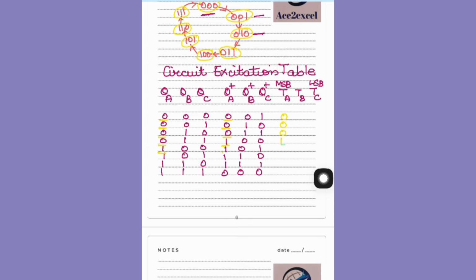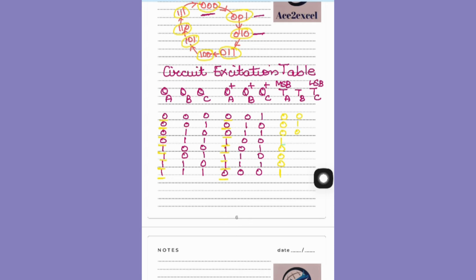Present state 1, next state 1. The state is still the same, no doubt it is 1 and 1, that means output is 0. Then present state 1, next state 1, 0. Present state 1, next state 1, 0. Present state 1, next state 0, toggling happens. This is how we complete the table for TA. Similarly, we'll quickly complete the table for TB and TC.